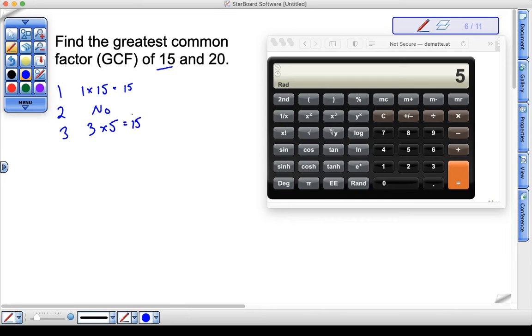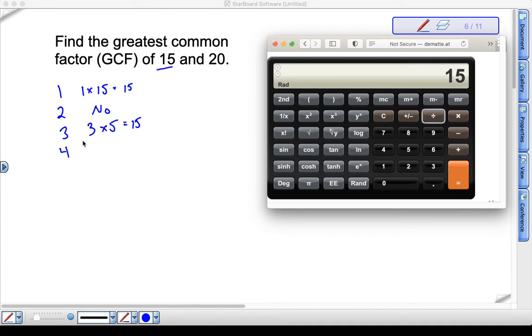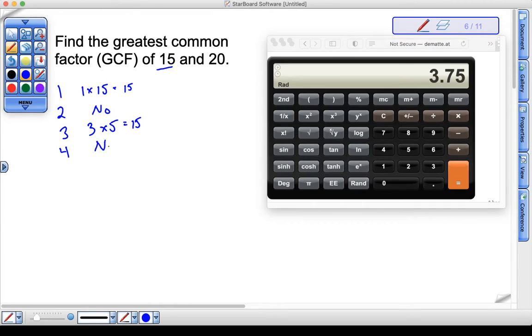I only have one more number to try, which is a 4, because 5 is the last number that I would have to go up to. So let's put that into the calculator. 15, divide that by 4. I got a decimal, so that's going to be another no. So I now have all the factors for 15.